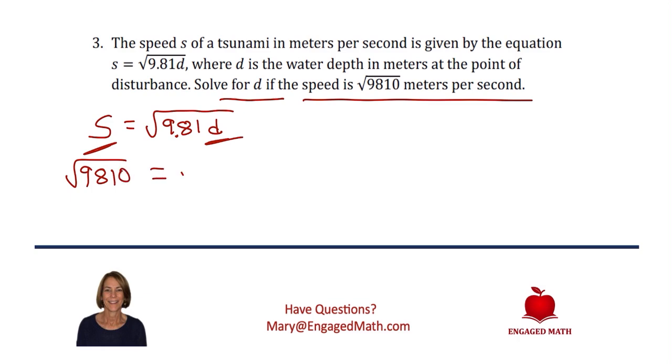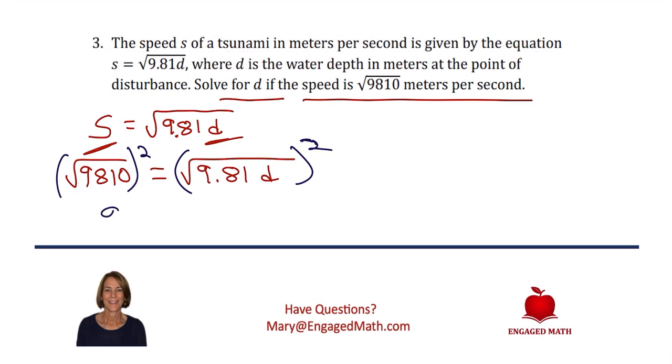So the square root of 9,810 is equal to the square root of 9 and 81/100ths times D. And we're solving for D. Now, just like the problems we've been practicing, we can now square both sides to get rid of the radical on both sides. So I'm squaring both sides. So on the left, I'm going to get 9,810. And on the right, we're going to get 9 and 81/100ths times D. So now to get D by itself, we divide both sides by 9 and 81/100ths.